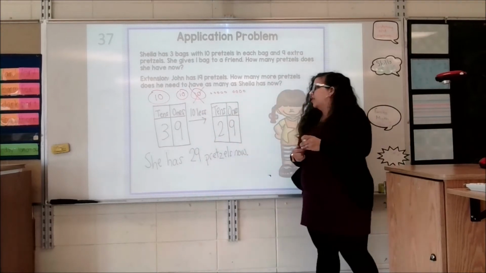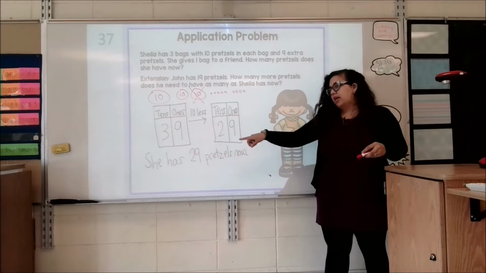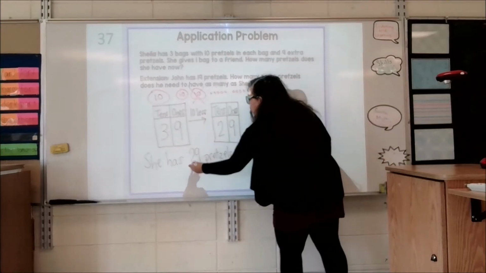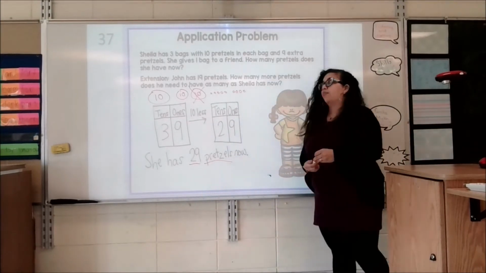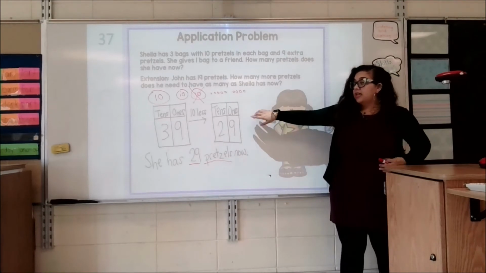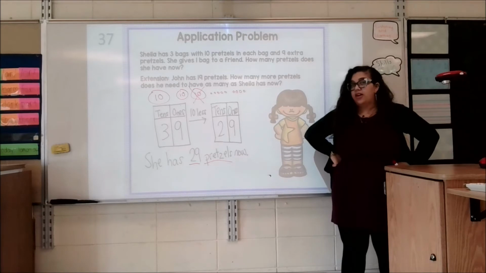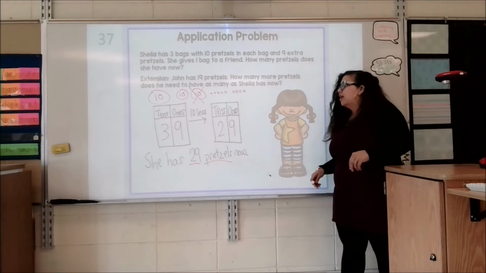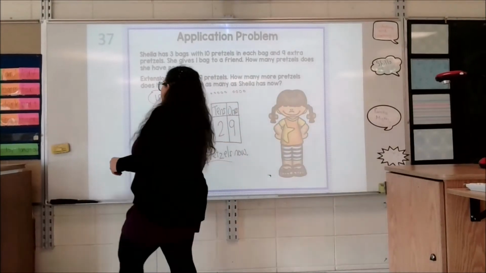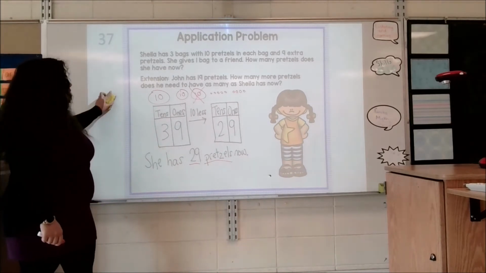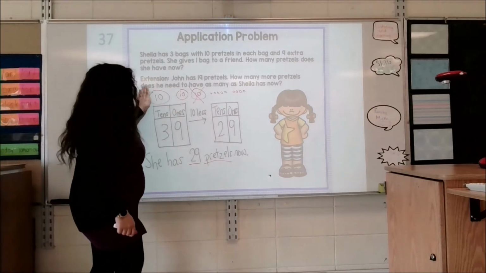We crossed out those pretzels and now we see that she has 29 pretzels. So this is the picture to match the place value strategy. We drew the picture, and now we see that she gave away a bag of pretzels. But she was a very nice person, I would say.